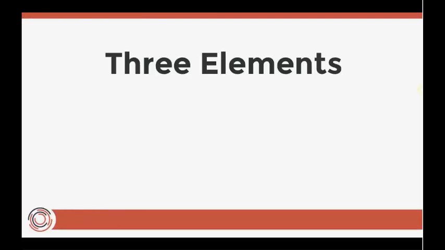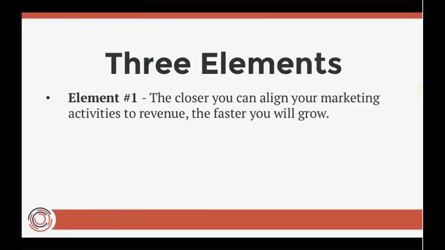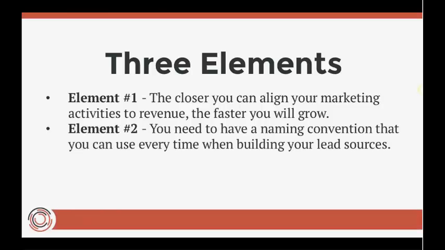So the three elements of lead source tracking that I'm going to go through today are, element number one: the closer you align your marketing to revenue activities, the faster you'll grow. This shouldn't be anything new to anybody, but the more you know about the activities that you're doing and how they're impacting your revenue, the faster you're going to grow and the more money you're going to save.